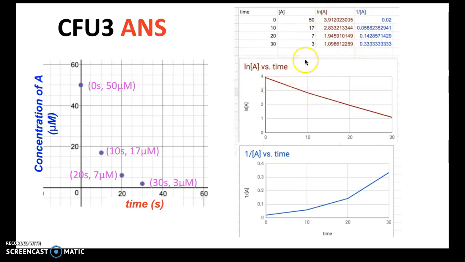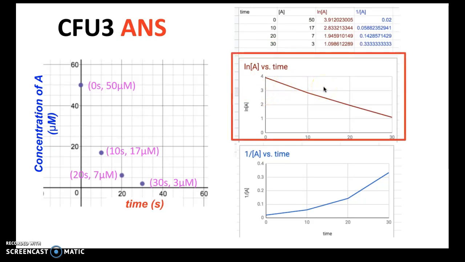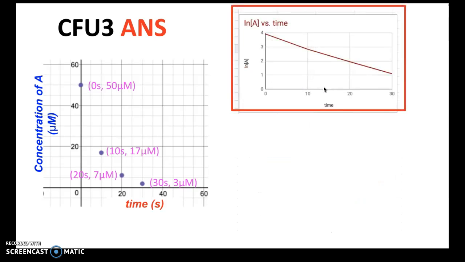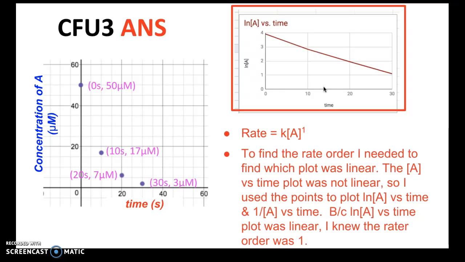And as you can clearly see, the one which is natural log versus time is linear with a negative slope. And so that tells me that I have a first order. And so the method that I did was I just figured out which plot will give me a linear curve, and it turns out it's natural log of A versus time, and so that's how I knew the rate order was 1.